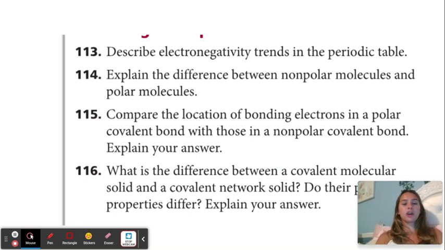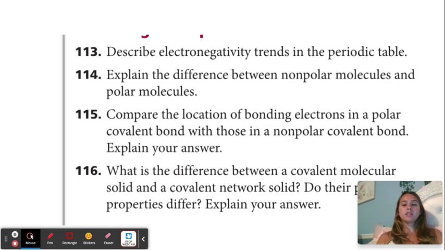And then, as for comparing the locations, in a polar covalent bond, the bonding electrons are not shared equally between the two atoms, so they're going to spend more time closer to the atom with the higher electronegativity. So this is going to create that partial negative charge around that atom. And in a nonpolar covalent bond, the bonding electrons are shared equally, so they are going to be located right in the middle with no significant charge imbalances. So it's just like an equal sharing of electrons in nonpolar bonds.